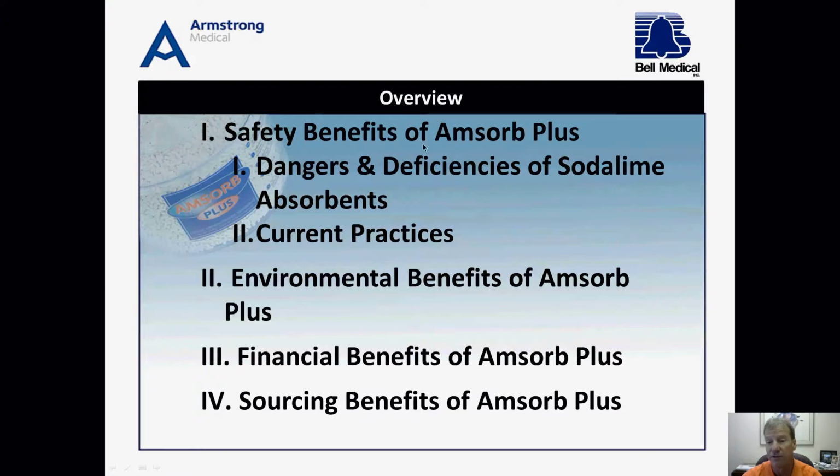And what are the safety benefits of Amsorb Plus? We're going to talk about the dangers and the deficiencies of soda lime. Soda lime is what's traditionally used, and soda lime has a chemical called sodium hydroxide. Sodium hydroxide is the bane, or the problem, with all CO2 absorbents that are based on high alkalines or soda limes.